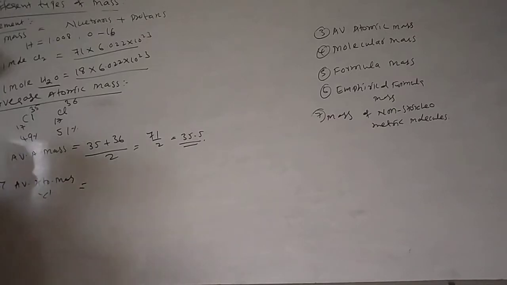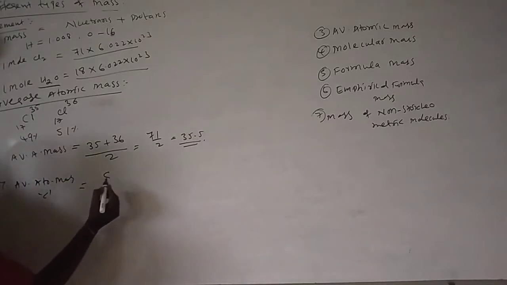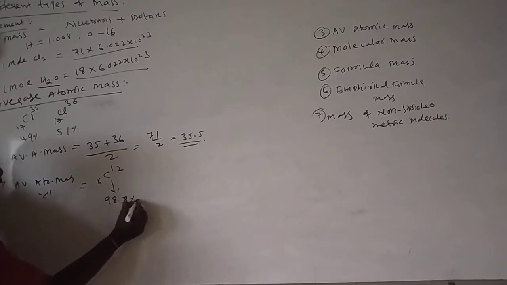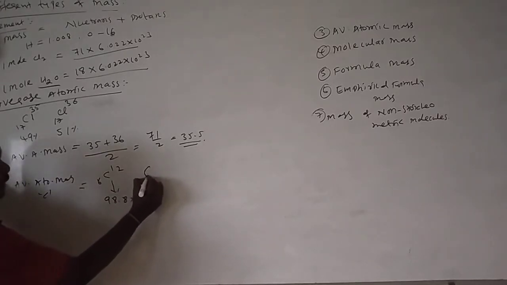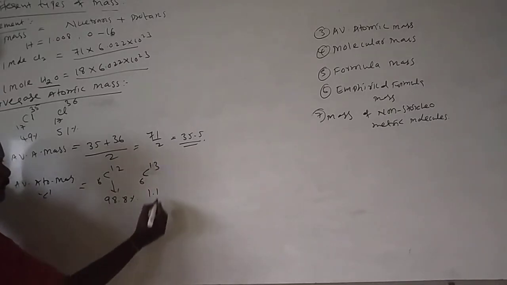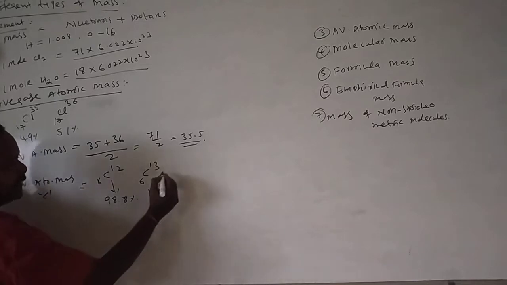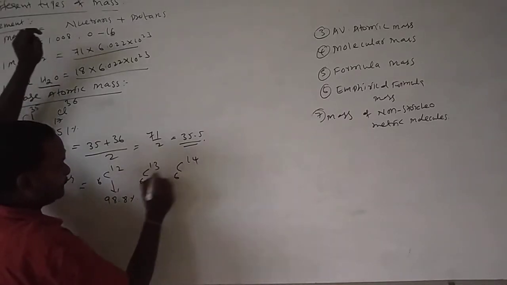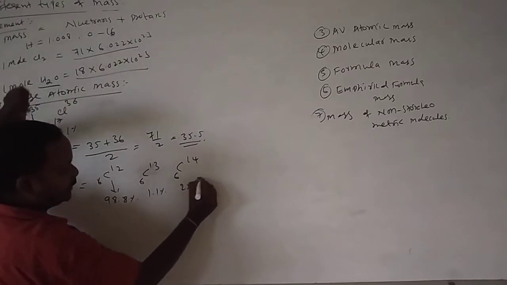How to calculate it? Carbon exists in 3 isotopes. Carbon-12, okay, carbon-12, the abundance of this one is 98.8%. Then carbon-13, the abundance of this one is 1.1%. Then carbon-14, the abundance of this one is 10 to the power of -10%.